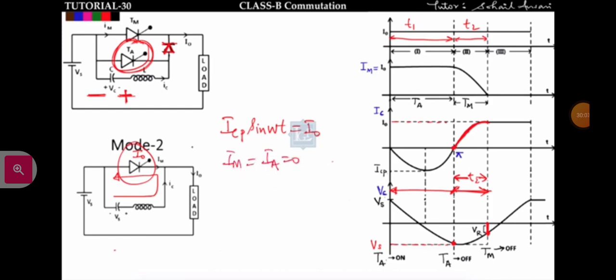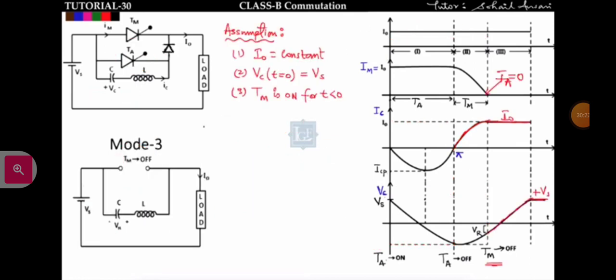And at that time the thyristor will go into the off state, because at that time the anode current is 0 as well as the voltage drop across this main SCR is negative. It is from minus to plus, that is equal to minus VR. Got it? This is mode 2.